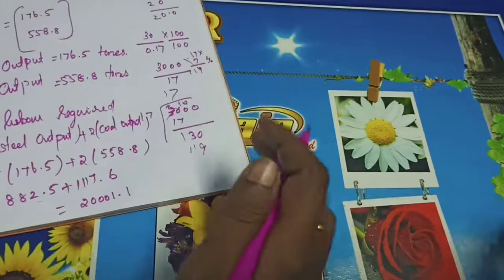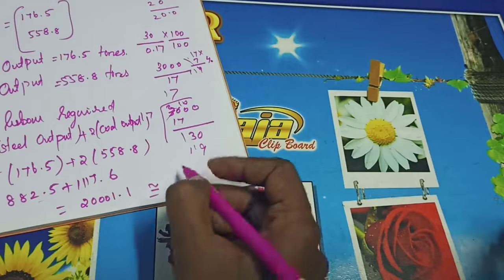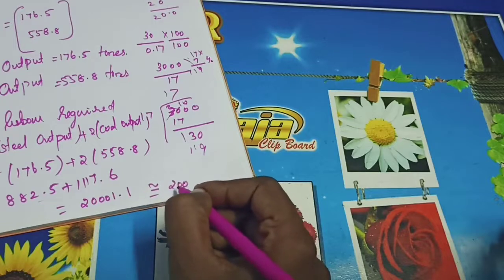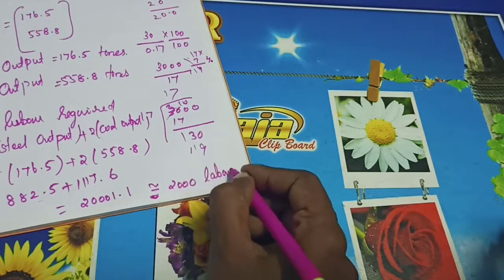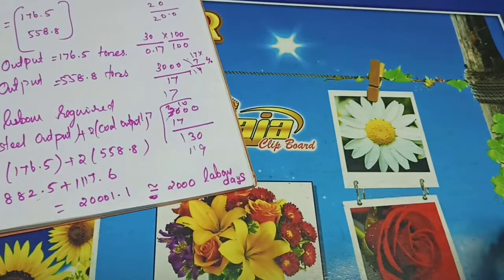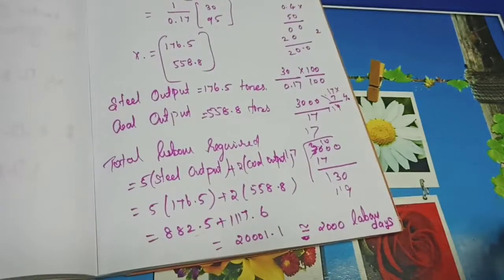But labor days, you can't write it in decimal number. So approximately, how much will you write? Approximately 2000 labor days. Got it? So here in this question they asked about output as well as labor days. Labor days we can't write in decimal number. If the decimal is more than 5 I will round up, but here it's less than 5. So how much will we write? That is 2000 labor days. Have you got it? Okay.